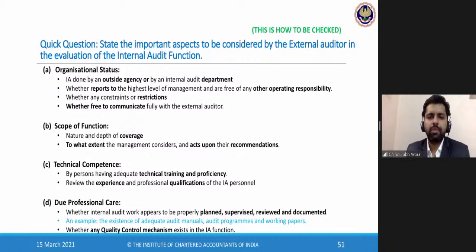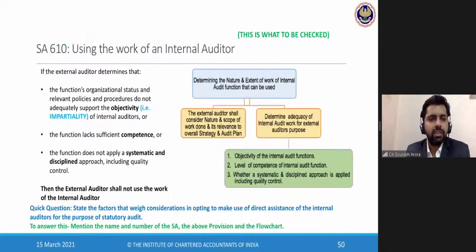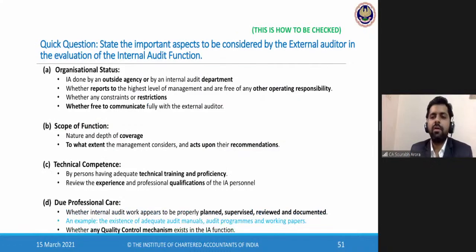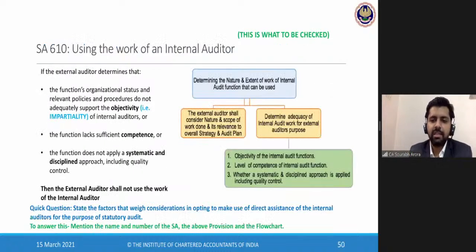So this is what is to be checked while using the work of an internal auditor, before using the work of an internal auditor, and this is how it is to be checked. So a question may come, state the important aspects to be considered by an external auditor in the evaluation of the internal audit function. So these are the four things by which you will check objectivity, competence, and quality control.